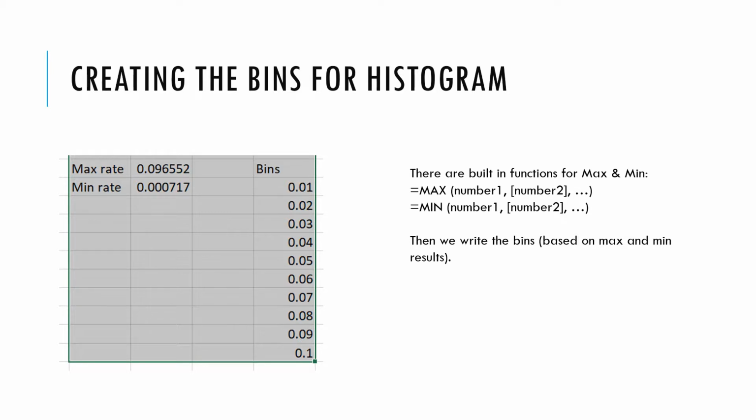In order to create the bins for the histogram, we need to get the maximum and the minimum rates. These are built-in functions in Excel. Once you get the maximum and the minimum rates, you can then write the bins needed to create the histogram.